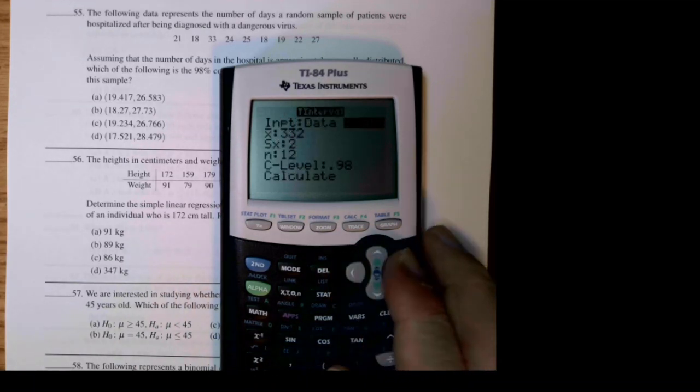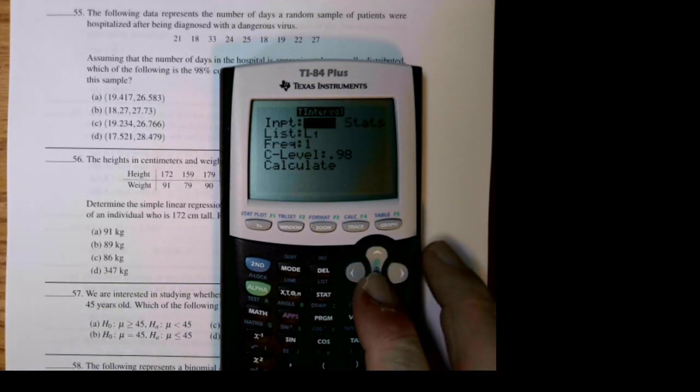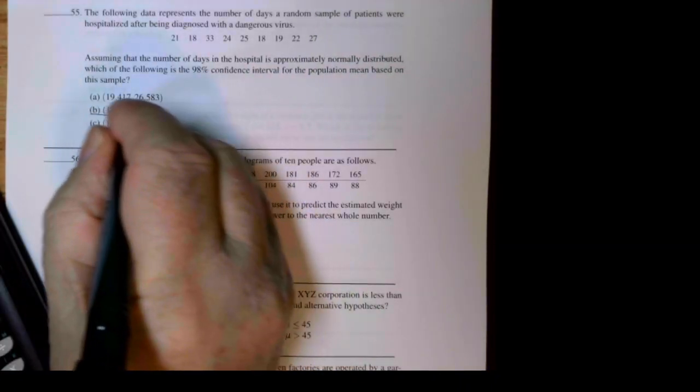Okay. Instead of stats, you're going to be using data. So move over to data and hit enter. And then list L1, frequency, you just leave that at 1. 0.98, yep, that's what we need. And then calculate, it takes a second. And it looks like 18.27 to 27.73. That's this one right here.